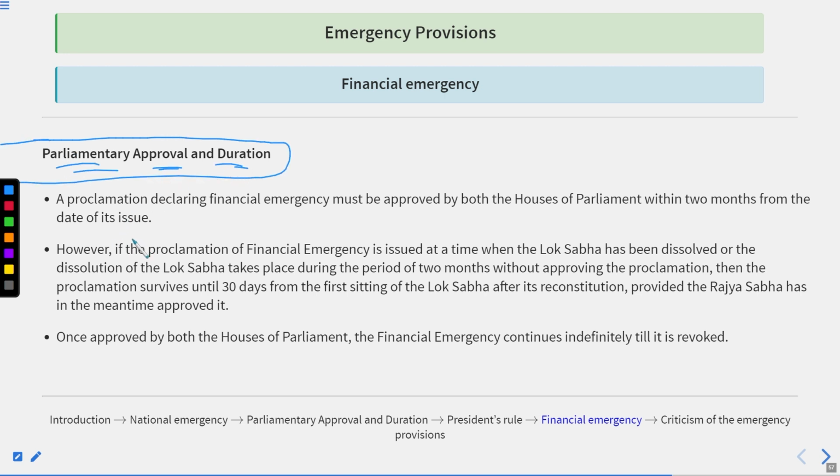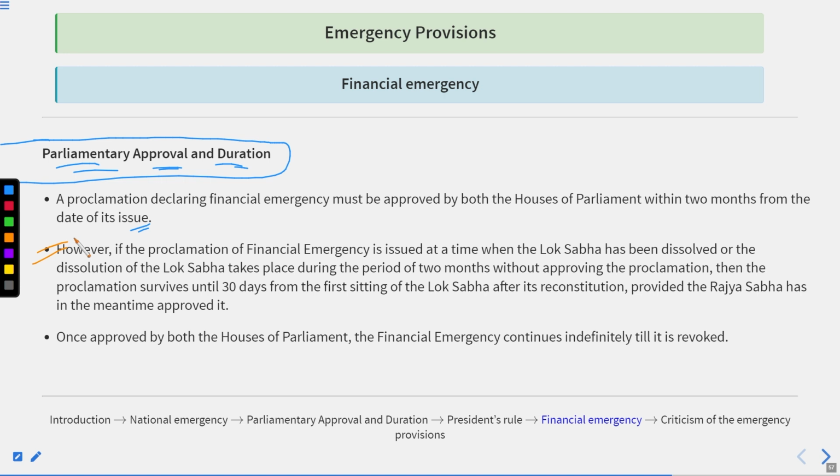Parliamentary approval and duration. A proclamation declaring financial emergency must be approved by both the houses of Parliament within 2 months from the date of its issue, similar to Article 356. However, if the proclamation of financial emergency is issued at the time when the Lok Sabha has been dissolved, or the dissolution of Lok Sabha takes place during the period of 2 months without approving the proclamation, then the proclamation survives until 30 days from the first meeting of the Lok Sabha after its reconstitution, provided the Rajya Sabha has in the meantime approved it.